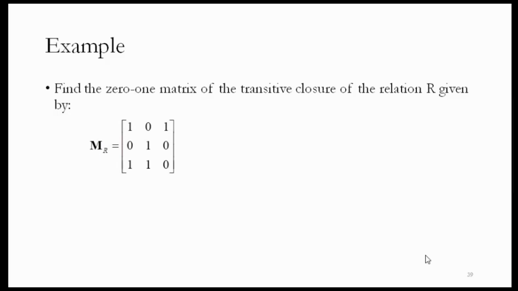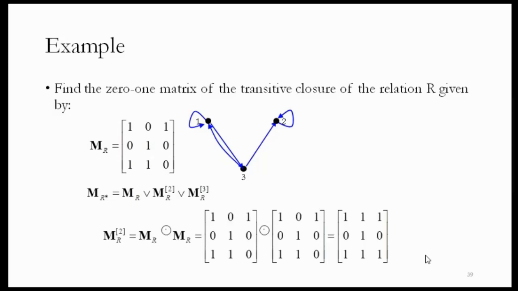So here MR is equal to 101, 010, 110. This is the matrix. That means from 1 to 1 there is a connectivity, 1 to 2 there is no connectivity, 1 to 3 there is a connectivity, like that. Now, if you perform the iteration, then what will happen? So 1 to 1 connectivity is there. 1 to 2 there is no connectivity, and 2 to 1 there is no connectivity.